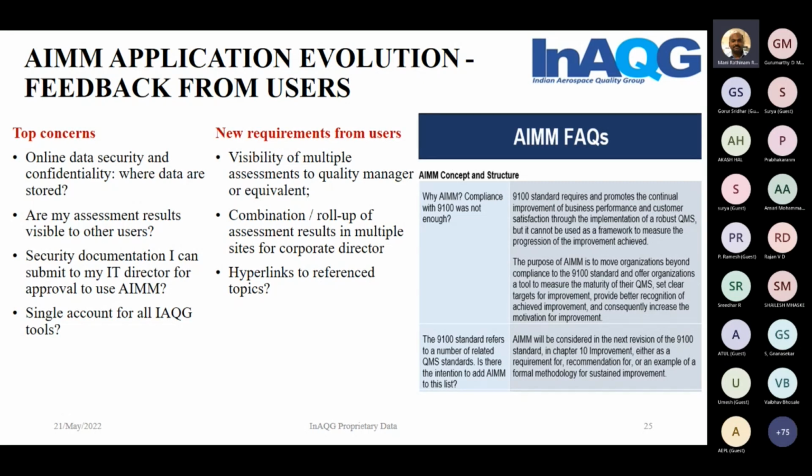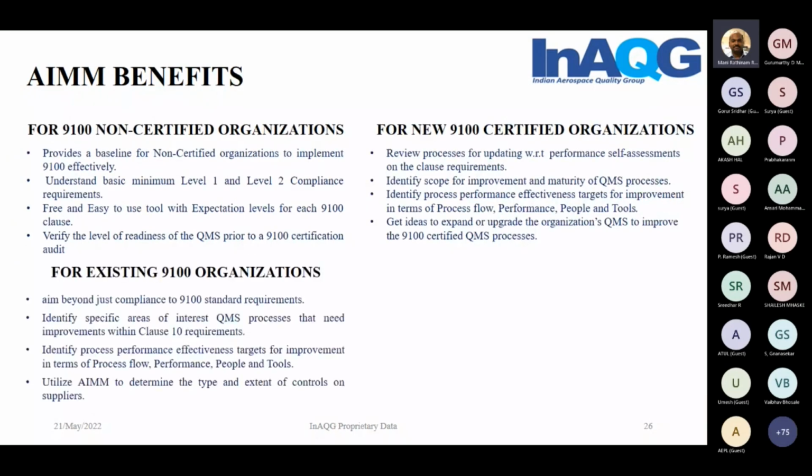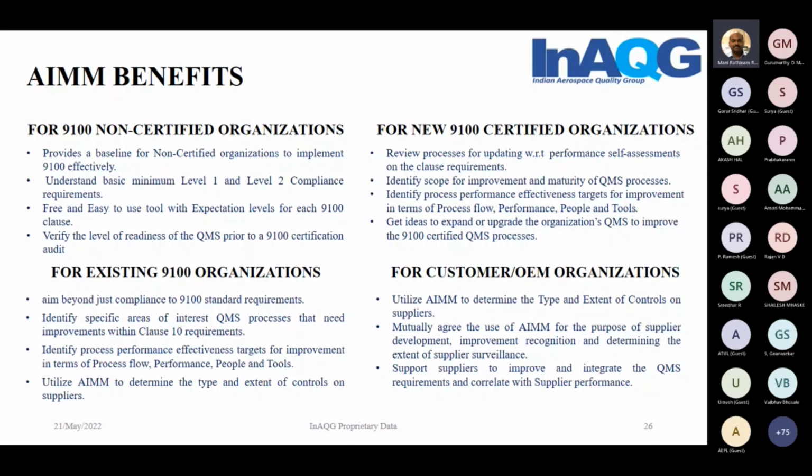Next, the 9100 standard refers to a lot of QMS standards. Again, why AMM will be added: AMM will be considered for addition in the next revision of the 9100 standard under chapter 10. Most probably it will not come as a requirement, but it can come as a recommendation or a formal method for improvement methodology. Some of the benefits I would like to emphasize: for non-certified organizations, it provides a baseline to go for 9100 certification, to understand what the minimum compliance of level 1, level 2 is, required for meeting the certification requirement.